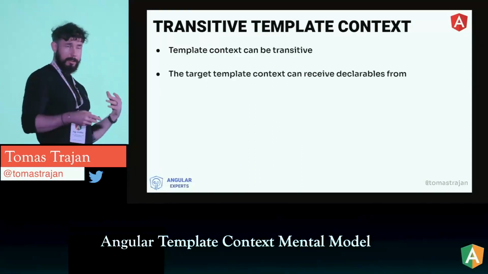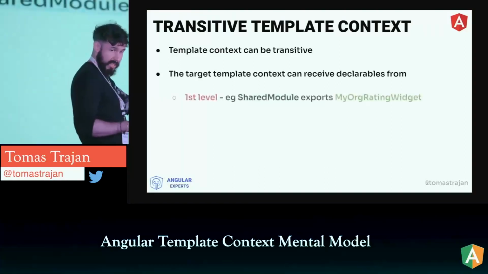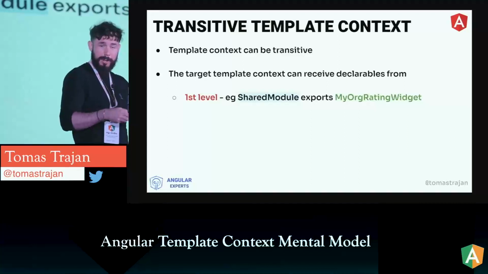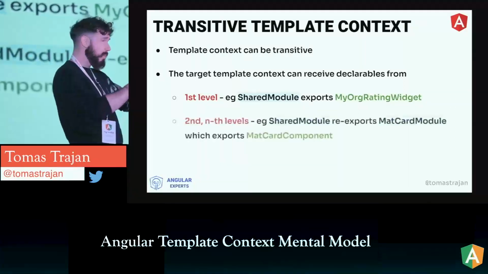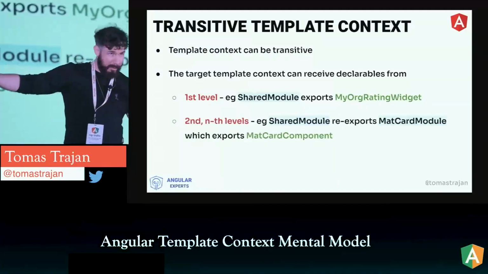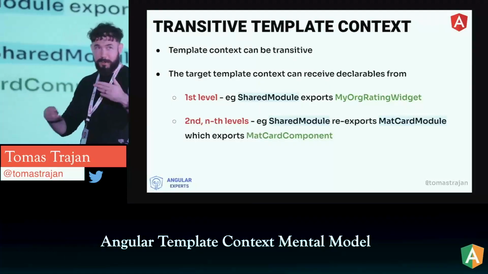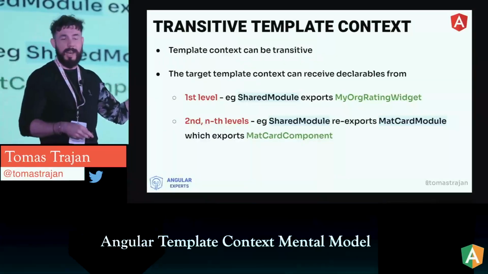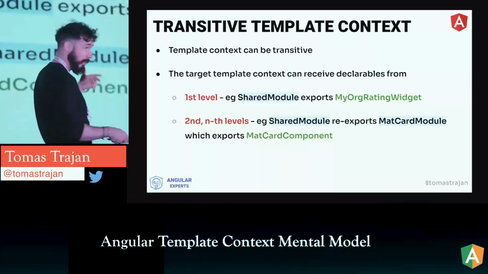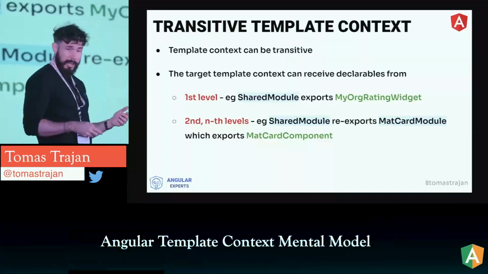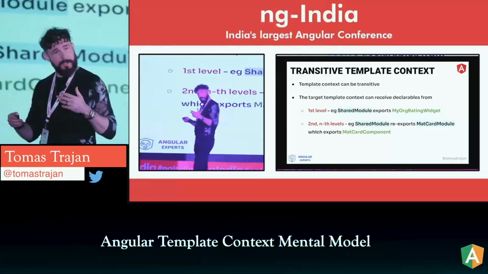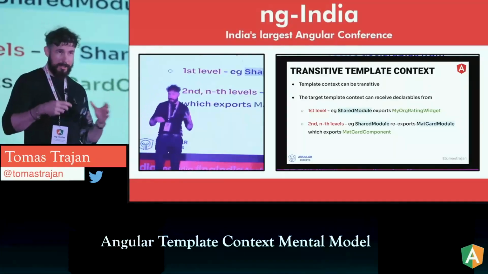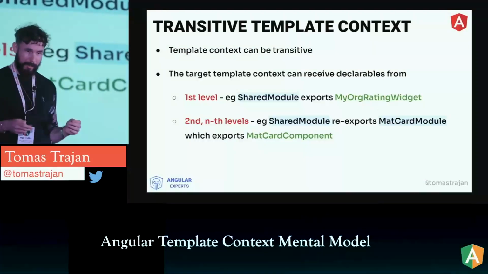The target template context can receive declarables from the first level, so that's like if the shared module exports this local my organization rating widget, or from the second till nth levels, as deep as we want to go, but hopefully we don't go too deep. So that's as if shared module re-exports the material card module, which re-exports material card component. And as you can see, this can get complicated pretty quickly, and that's why we will see later the standalone components can simplify this whole thing quite a lot.